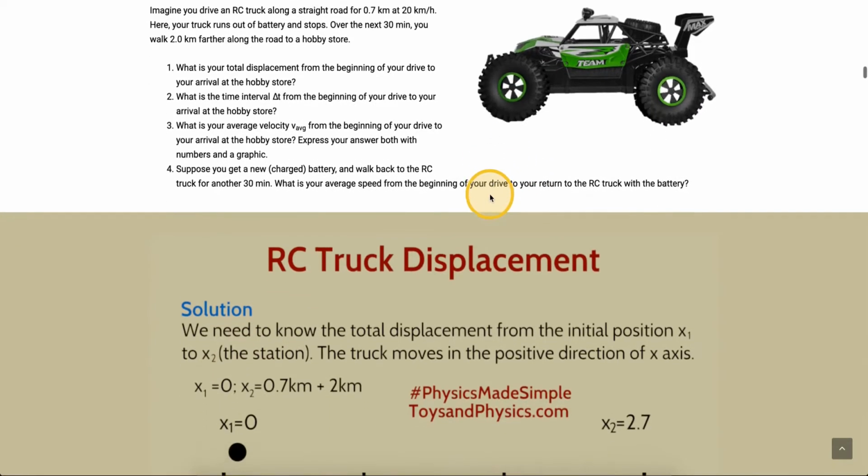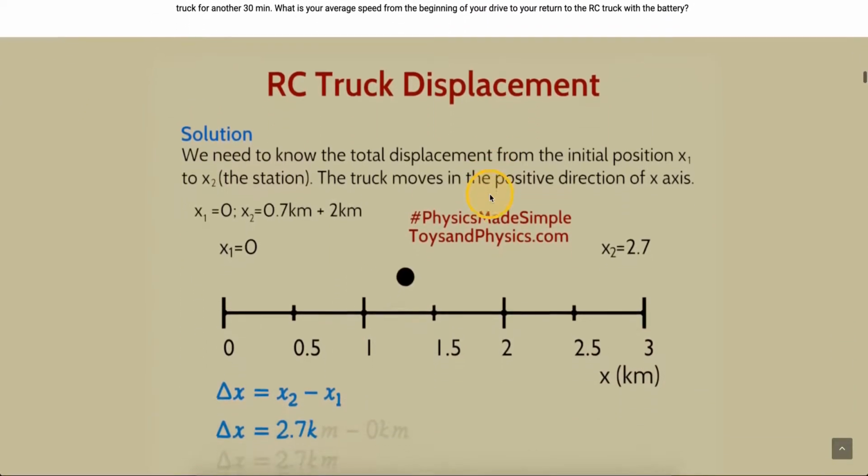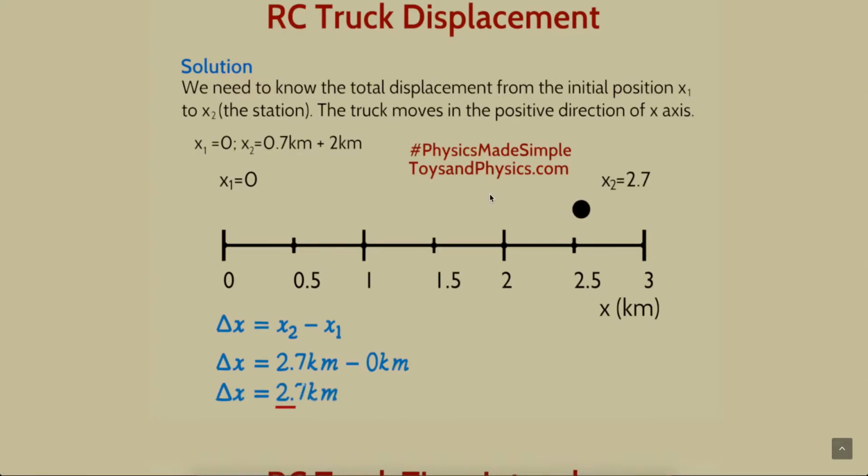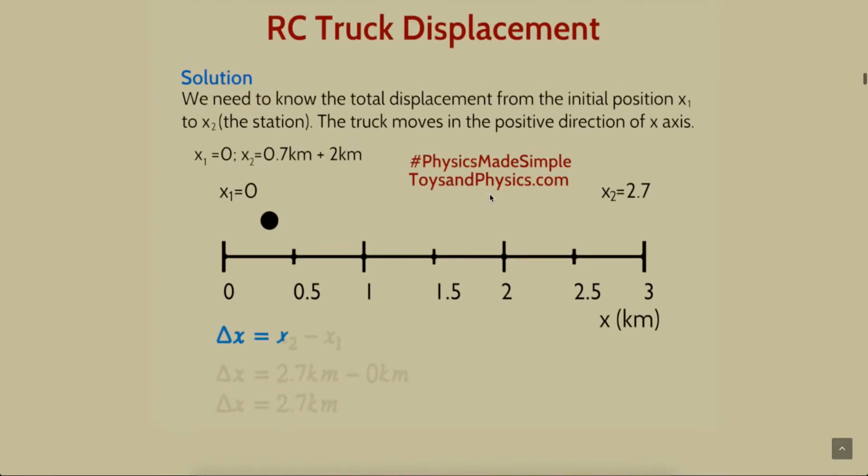Let's start with the displacement, which is very simple to do. Remember that displacement is nothing more and nothing less than a change in position. So all we need to do is find the initial position x1, and then find the final position x2, which is the station. Displacement along the x-axis is the difference between x2 and x1, the final and initial position.